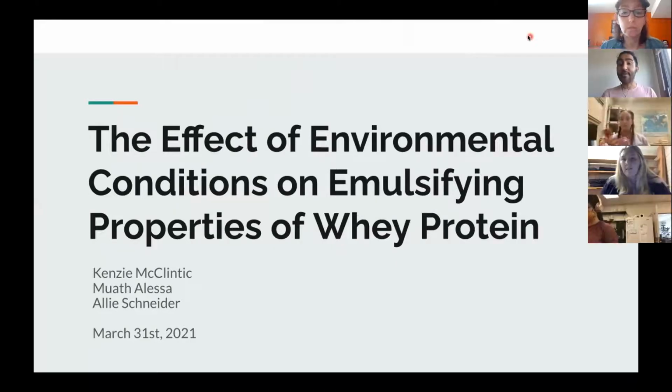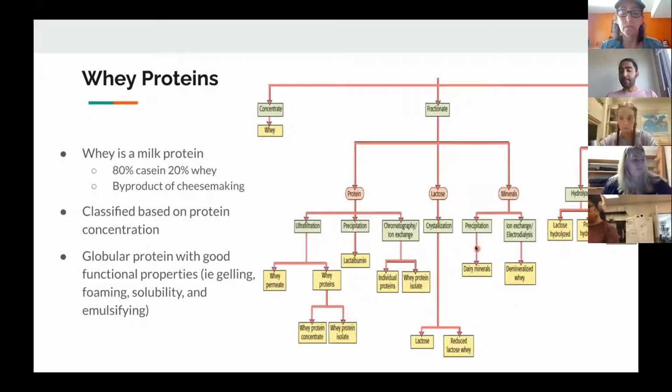Hello, everyone. Good afternoon. My name is Moat Alisa, and my partners are Kenzie McClintic and Ali Schneider. Today we're going to present the effect of environmental conditions on emulsifying properties of whey protein. Next. A brief introduction about whey protein. Whey is a milk protein, representing 20% of the protein. Whey is produced from cheese making as a byproduct and classified based on protein concentration.